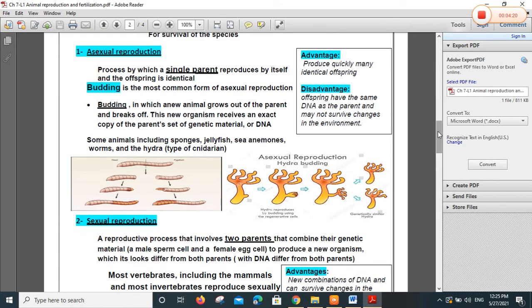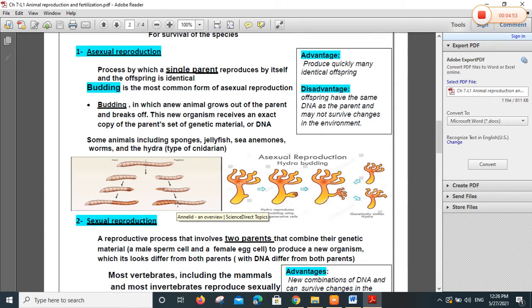Look at some examples of asexual reproduction in invertebrates. Some types of invertebrates that undergo asexual reproduction are jellyfish, sea animals, worms, and hydra, a type of cnidaria. Look at this worm. When it cuts itself into two halves, what happens? Each half grows the missing part and becomes a new one again.